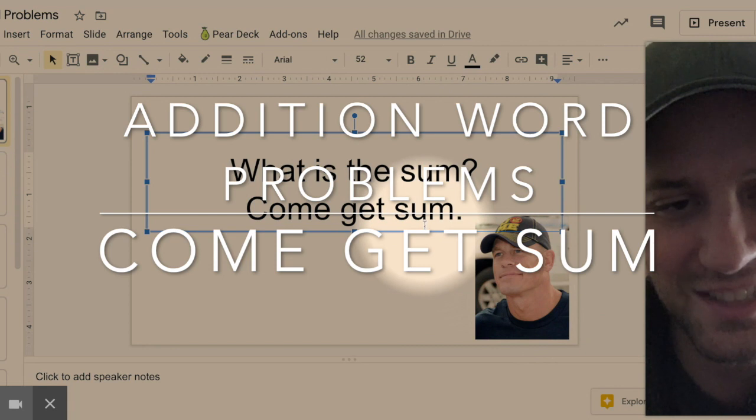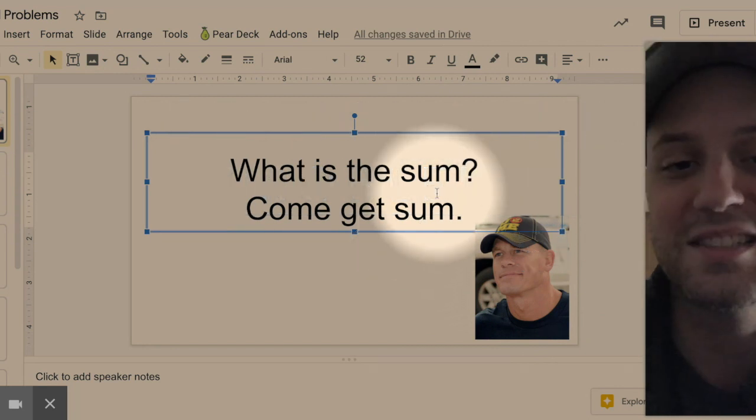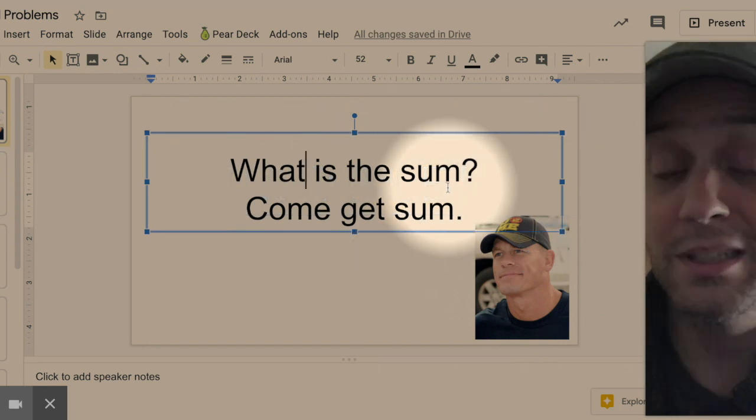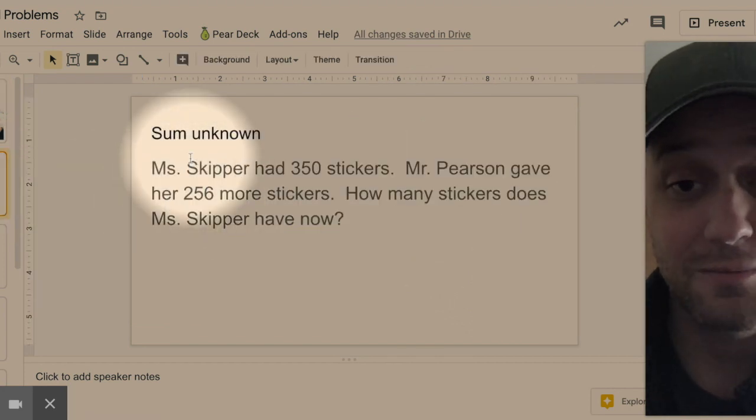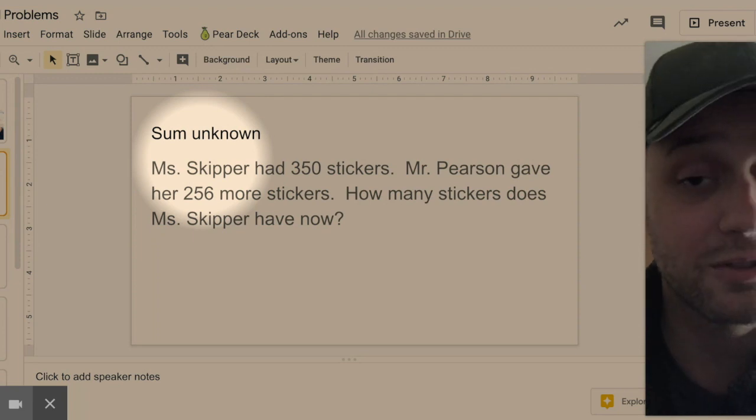But notice I changed the sum to be not some, S-O-M-E, but sum as in the answer to an addition problem. So a lot of times you see problems like this, where the sum is unknown. We don't know what the answer to the addition problem is.